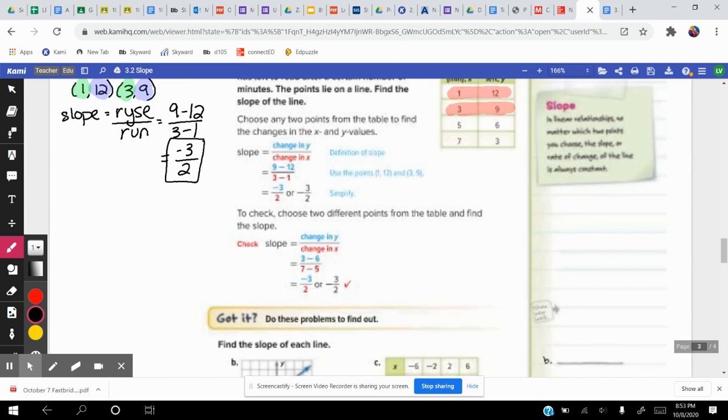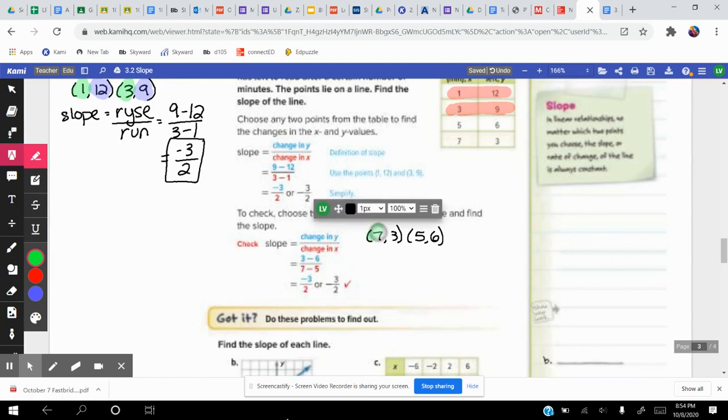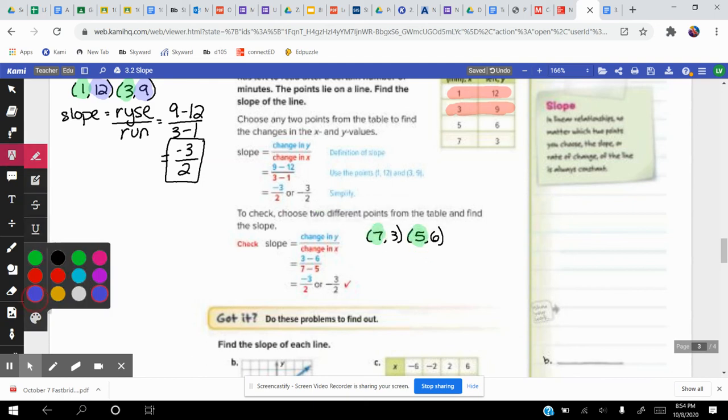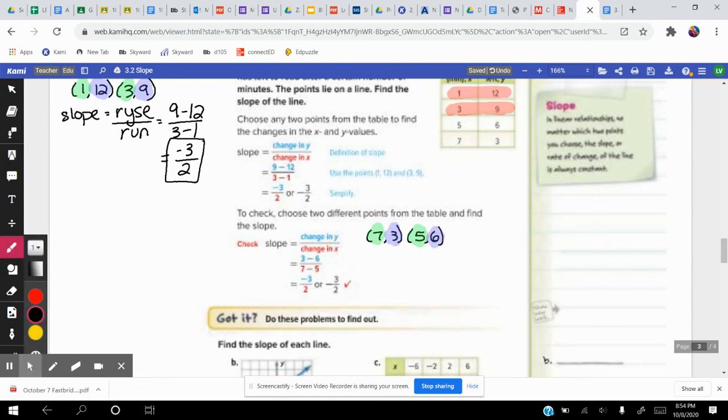So in this case, they chose the points 7,3 and 5,6. So I have my x values and I have my y values. I'm going to start by subtracting my y values because that is going to be my rise. So slope equals rise divided by run.